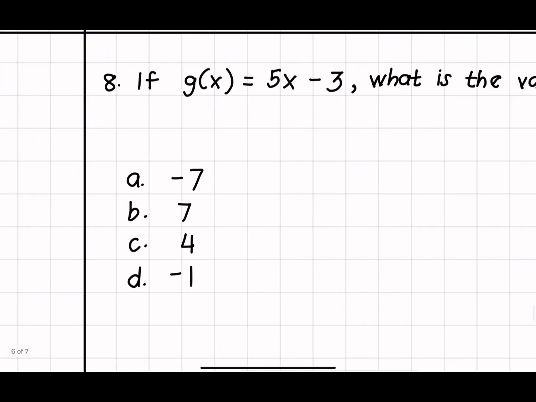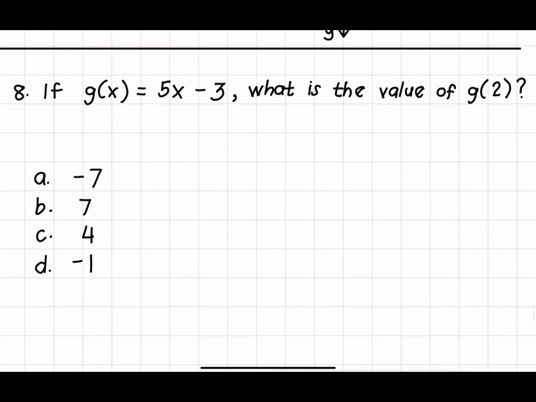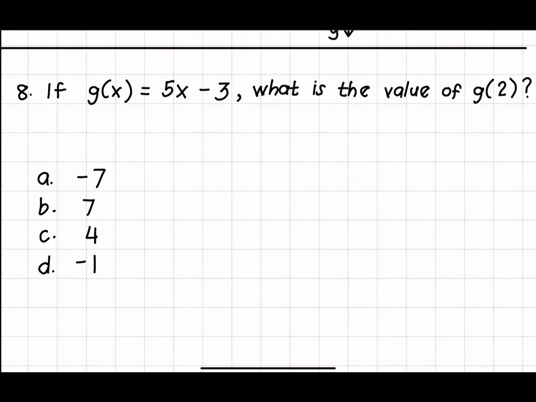And for our last number, 8, if g of x is equal to 5x minus 3, what is the value of g of 2? So g of 2 means the value of x is 2. So all we have to do is substitute 2 for all the values of x. So we have g of x is equal to 5x minus 3. Since we are looking for g of 2, all the values of x will become 2.